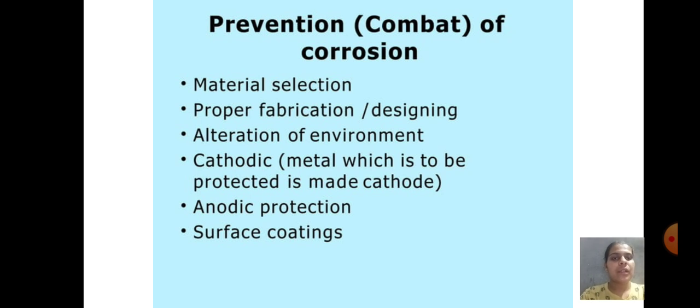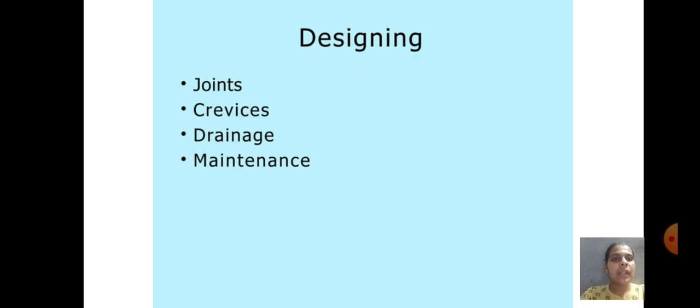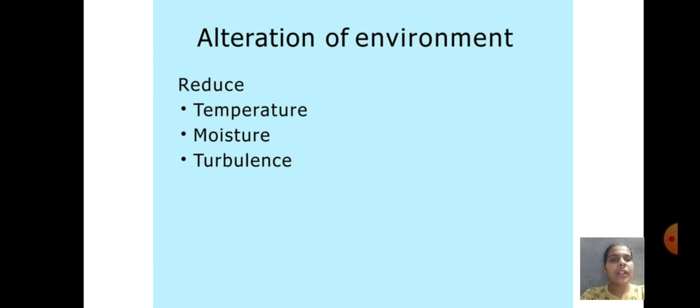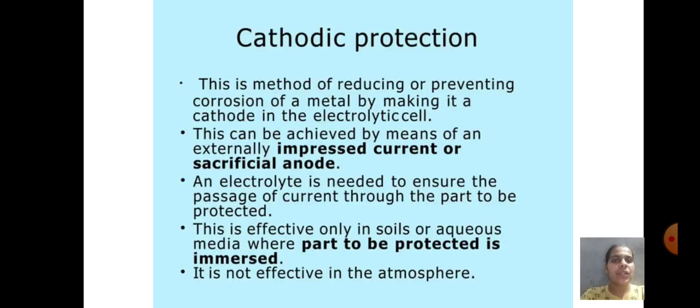Prevention of corrosion. Material selection, proper fabrication or designing, alteration of environment, cathodic or anodic protection, and surface coating. Material selection: electrochemical potential, strength, thermal expansion coefficient. Next, designing: joints, crevices, drainage, maintenance. And alteration of environment: reduce temperature, moisture, turbulence. And the cathodic or anodic protection.